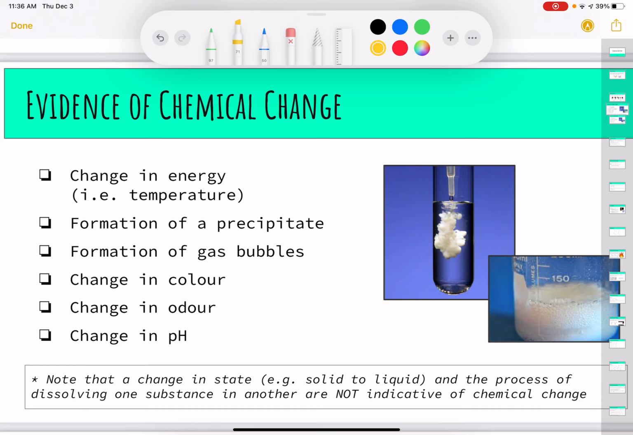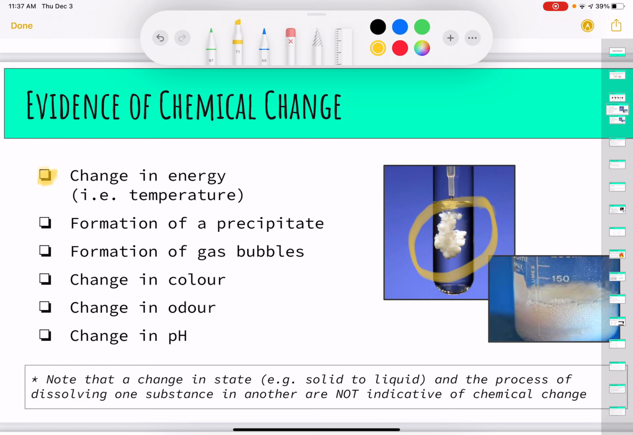So the first one is a change in energy. The temperature is a good indicator of change in energy. So if you feel the outside of the beaker and it's cold, and then when you mix something else in it, it turns warm, well, there's a chemical reaction happening there. And the same thing goes the other way. It could be room temperature and then all of a sudden it becomes cold. Well, we know that a chemical reaction has happened. The formation of a precipitate. And a precipitate is exactly what you see in this picture right here.